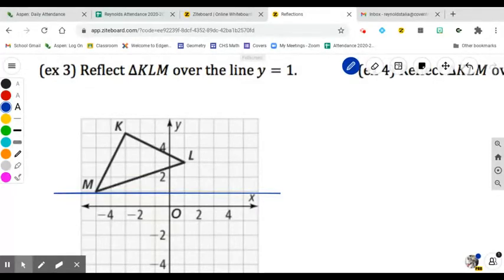If I were to do L, L is 1, 2 units to the line of reflection. So L prime would be 1, 2 units down. So here would be L prime. M is on the line of reflection, so M prime stays on it. Just relabel it. And K is 1, 2, 3, 4 units to the line of reflection, so we're going to go 1, 2, 3, 4 units down. And that's K prime.